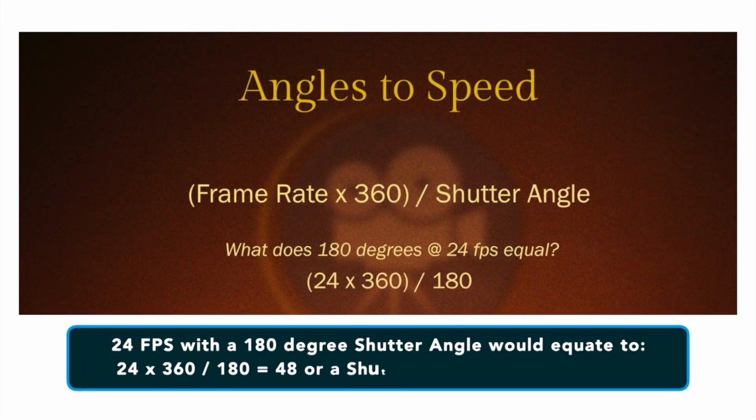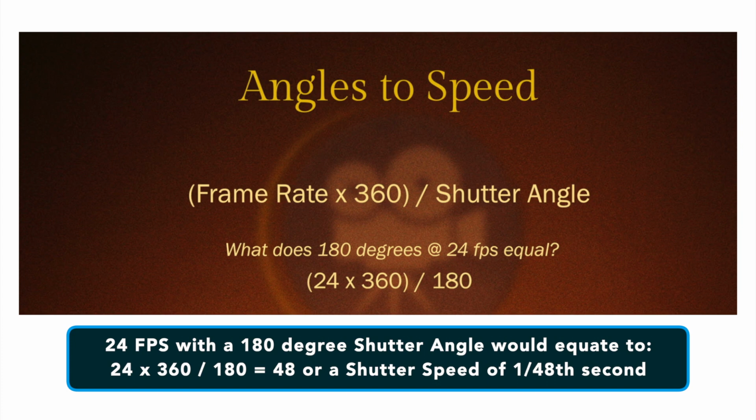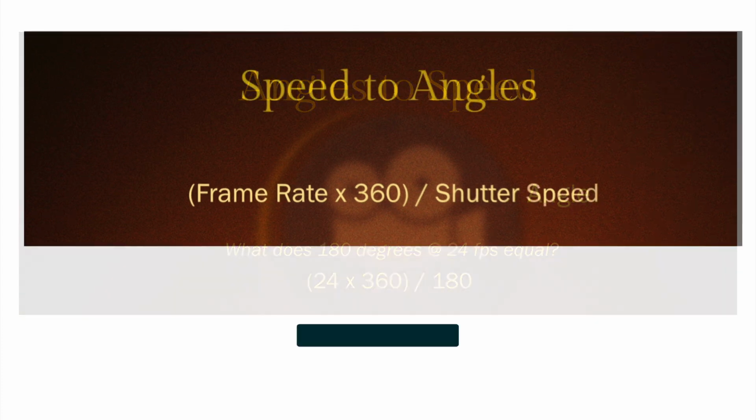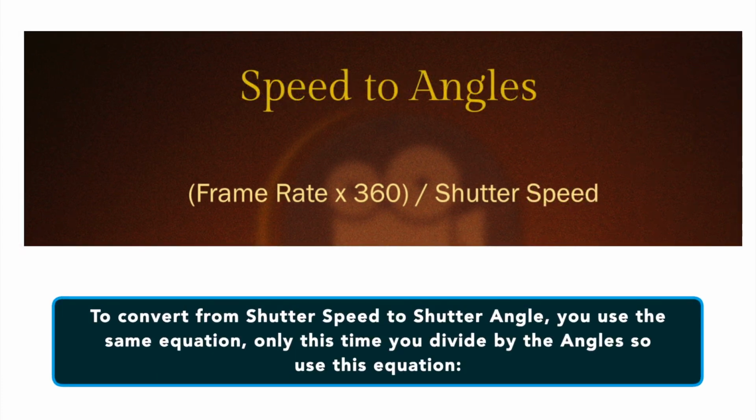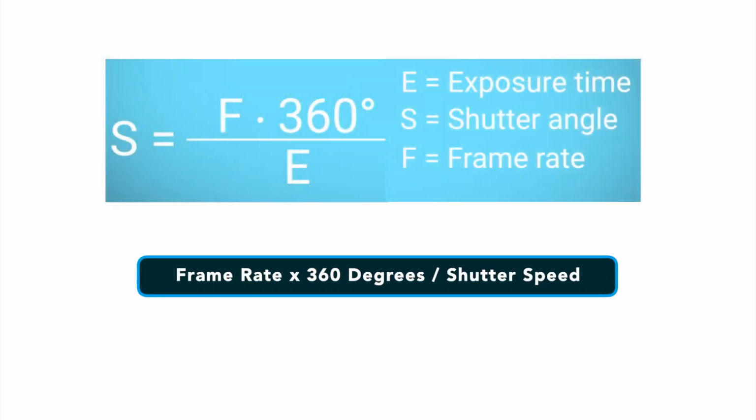For example, 24 frames per second with a 180 degree shutter angle, like I mentioned before, would equate to 24 times 360 divided by 180 equals 48, or a shutter speed of 1/48 of a second. To convert from shutter speed to shutter angle, you use the same equation, only this time you divide the angles so the equation looks like this. Frame rate times 360 degrees divided by the shutter speed.